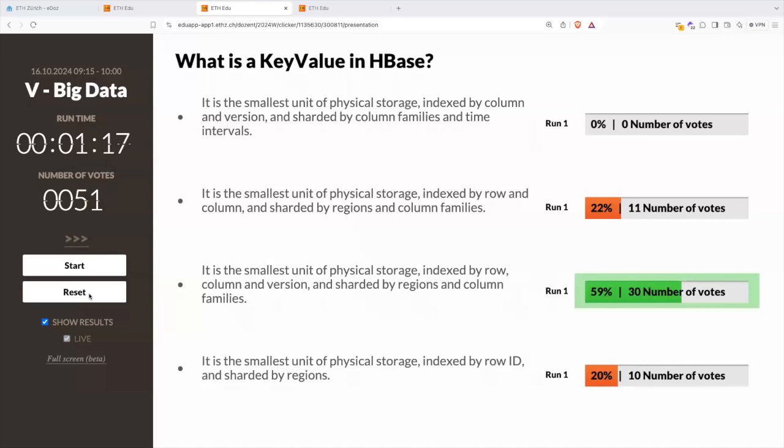So indeed, in a key value, what's in the key is the row ID, the column, more specifically the column family and the column name, or qualifier, and the version, because I told you that on top of it, it's versioning the data, so it keeps multiple versions on the same cell stored in the background. This is why you also have the version, and it is sharded indeed by regions, which are intervals of row IDs, and by column families.